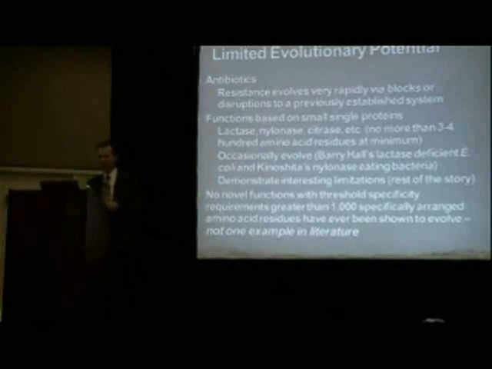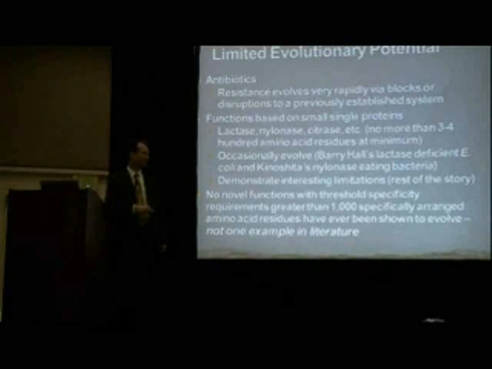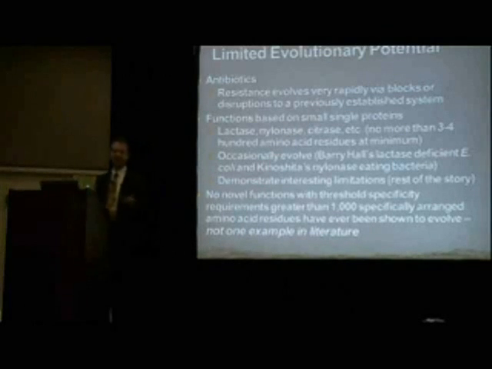But when you move on to systems that require at least 1,000 specified or specifically arranged amino acid residues working together at the same time, there's no example of such a level of evolution in the literature. Evolutionary progress stalls out in an exponential manner, regardless of the maximum population you can reasonably think of in observable time. And statistically, when you work out the numbers again, this works into the many trillions of years.